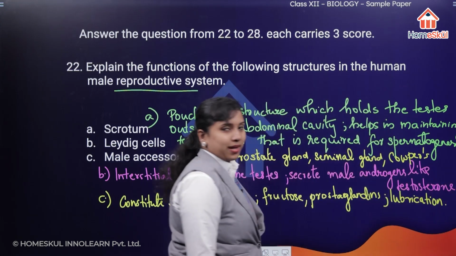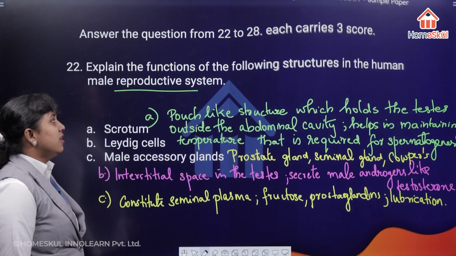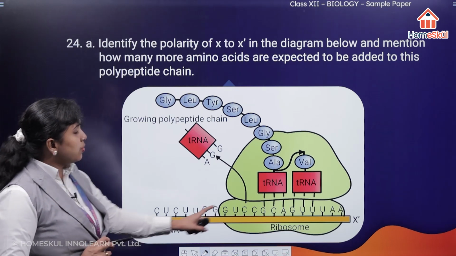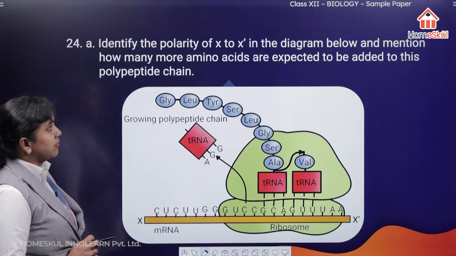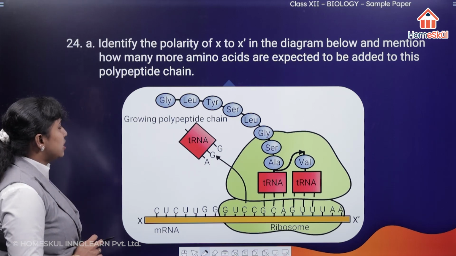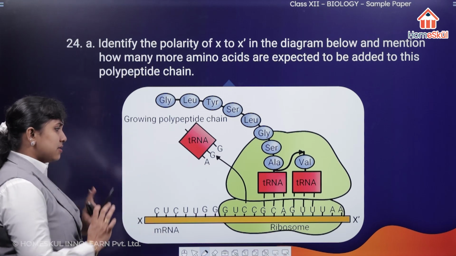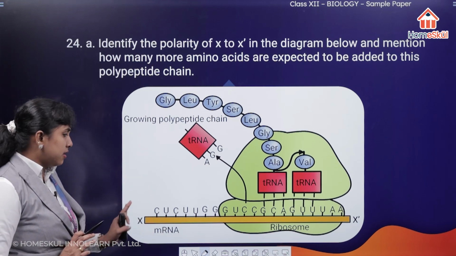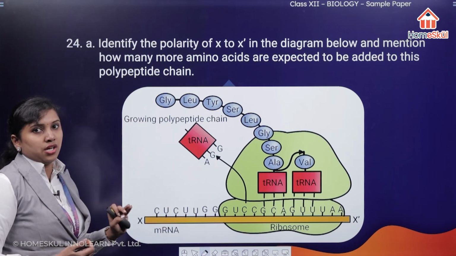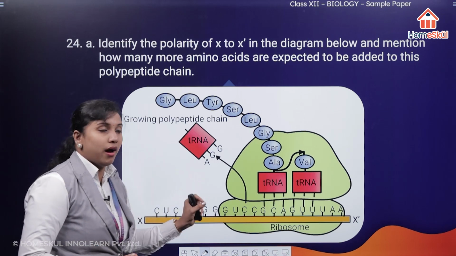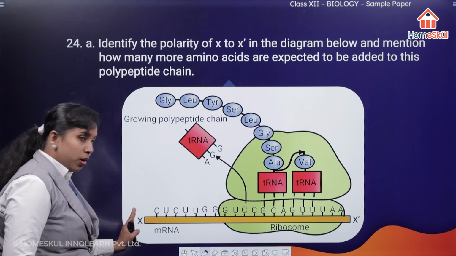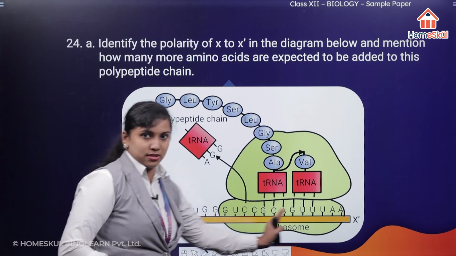Lubrication. Okay. So let us move on to the next question. Identify the polarity of X to X prime in the diagram given below and mention how many more amino acids are expected to be added to this polypeptide chain. So this is the structure of a translational process, right? The translation is happening here, and translation is the formation of proteins from an mRNA. And we can see that the ribosome is traveling from this end to this, right.